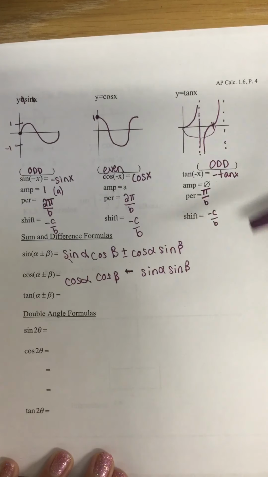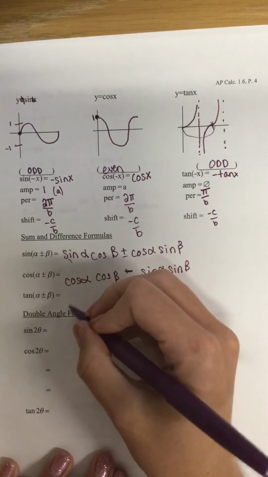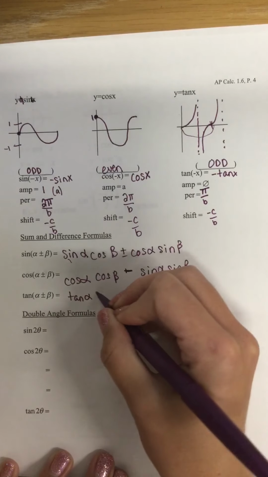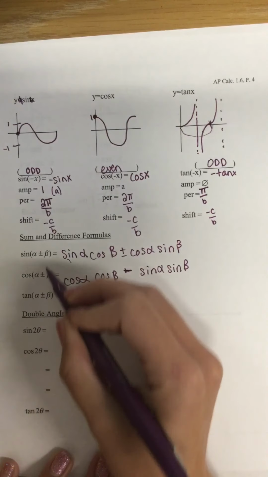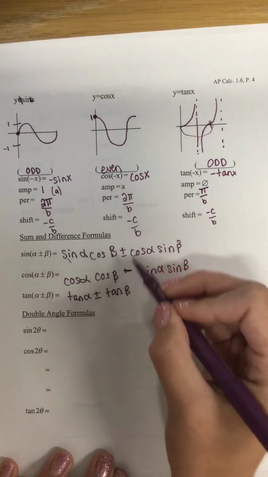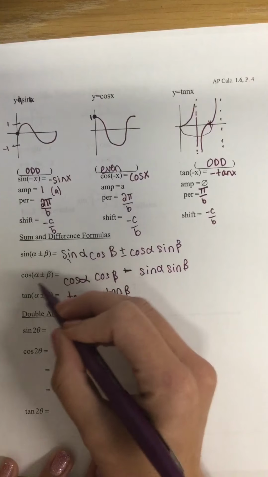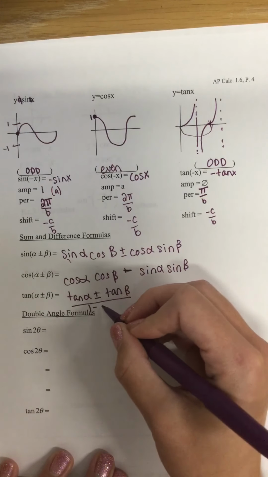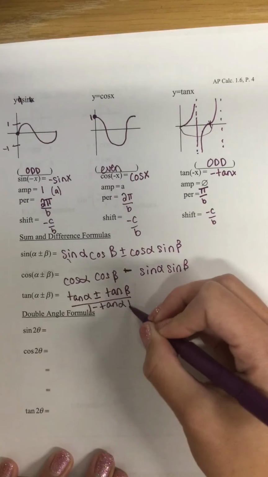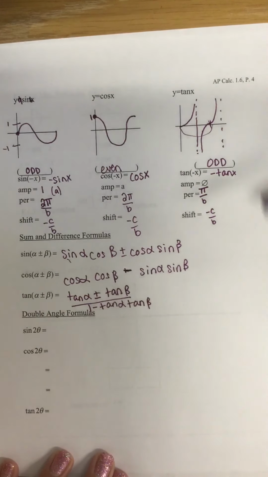And then tangent of alpha plus or minus beta is tangent alpha plus or minus tangent beta, and you're following whatever the sign was. So if this was plus, you would follow the top there. If this was minus, you would follow the bottom there. We get 1 minus tangent alpha, tangent beta.